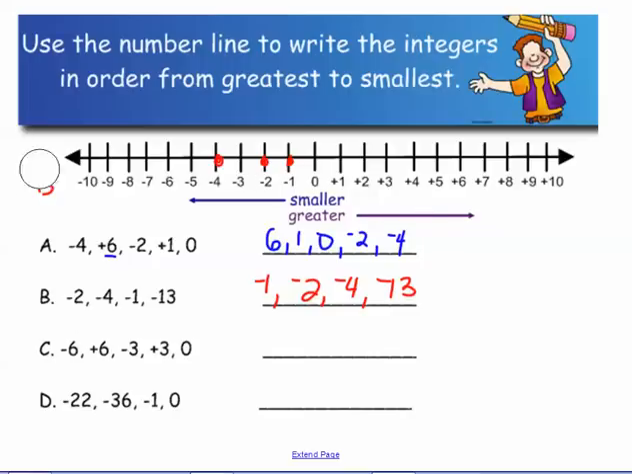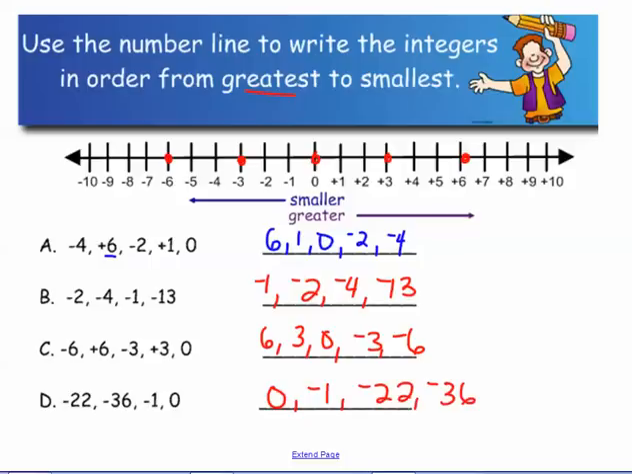All right, let's go over here to this one. I'm going to erase those, and I'm going to come to these. So -6, +6, -3, +3, and 0. The greatest numbers are to the right, so that would be 6, 3, 0, -3, -6. You see how that number line is going to help me? Okay? All right, so the greatest number is going to obviously be my positive number, followed by -1, -22, and -36.